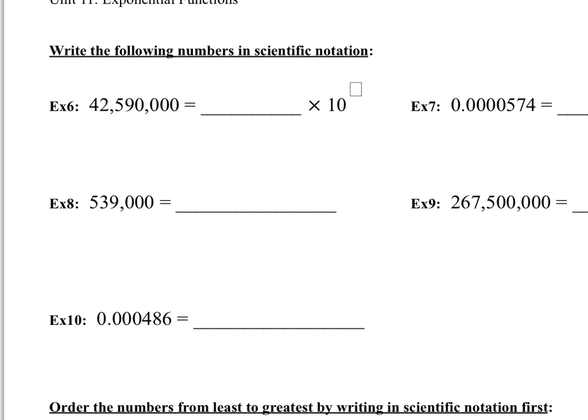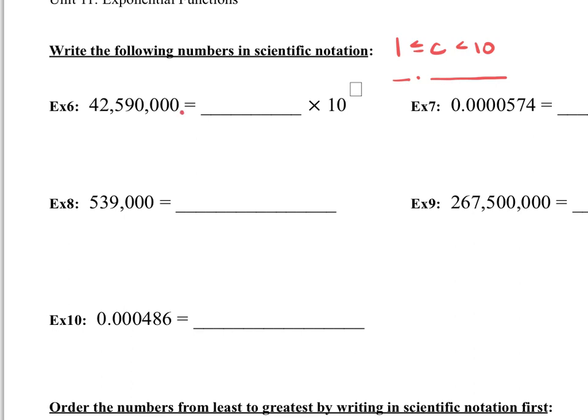And this is where I have to remember that it has to be between 1 and 10, and it can equal 1, but it cannot equal 10. And so what that means is I want 1 digit before the decimal, and as many digits as I need after the fact is fine. So right now in this number, 42,590,000, I don't see a decimal point, but it's here. It's at the end of the number.